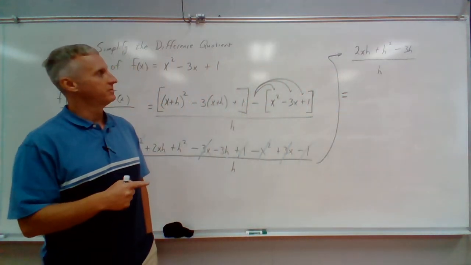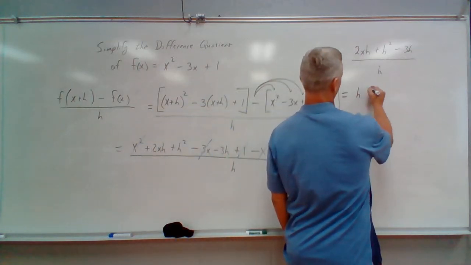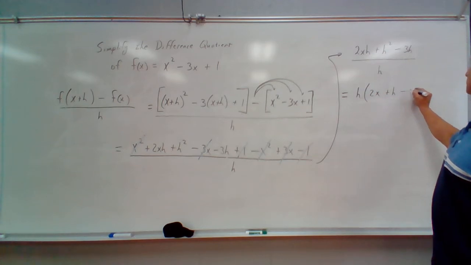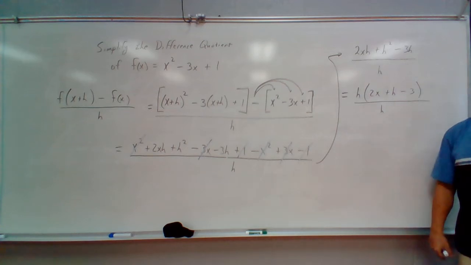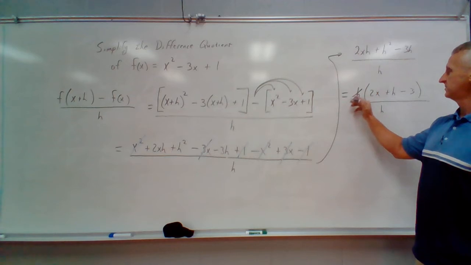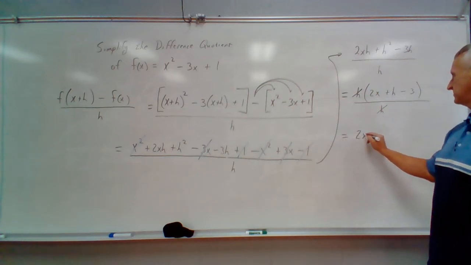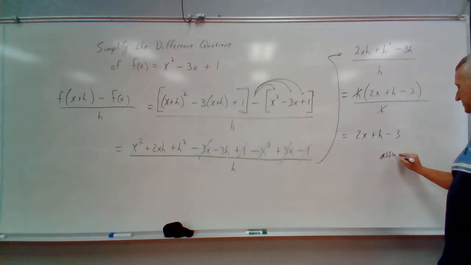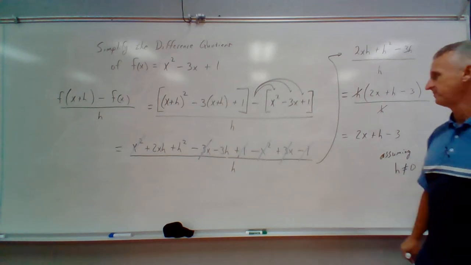Notice in the numerator, I have an h in each term, so I'm going to factor out an h. That leaves me with 2x plus h minus 3 and an h on the bottom. Just like before, my h's will cancel, assuming that h is not 0. And I'll be left with 2x plus h minus 3, assuming h is not equal to 0.